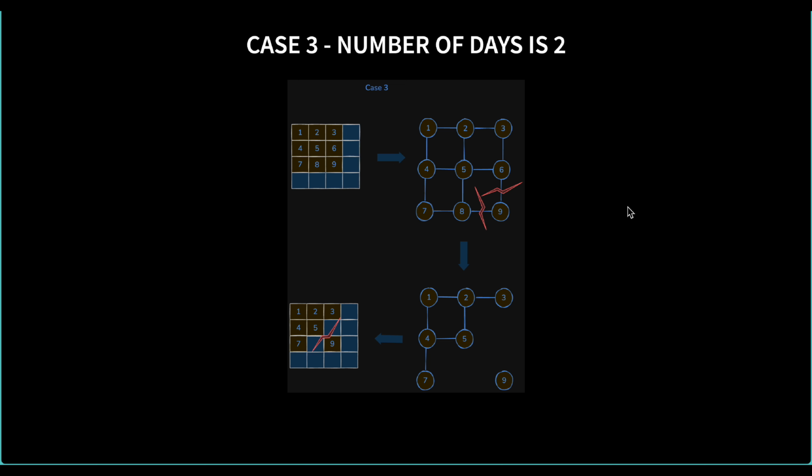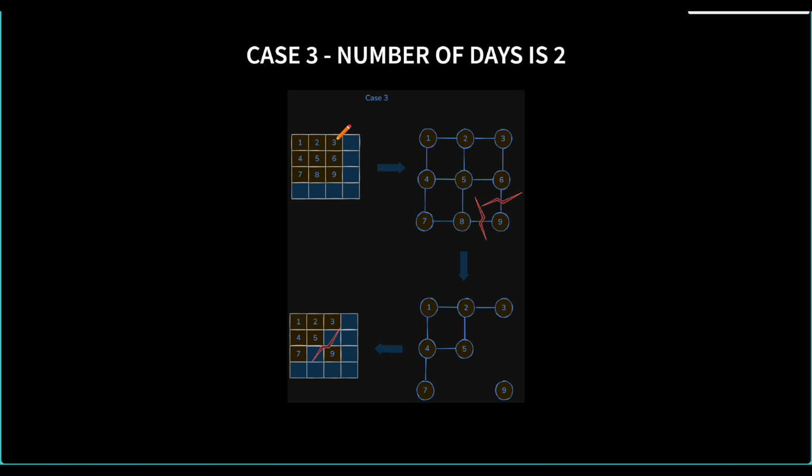And now we come to an interesting case, case 3, where the number of days will be equal to 2. The reason for this is that the grid structure is such that it will take 2 days to disconnect the grid. So let's look at this example. This is how our graph looks. And now if we sink the cells 6 and 8, then this is how our 2 edges will be disconnected.